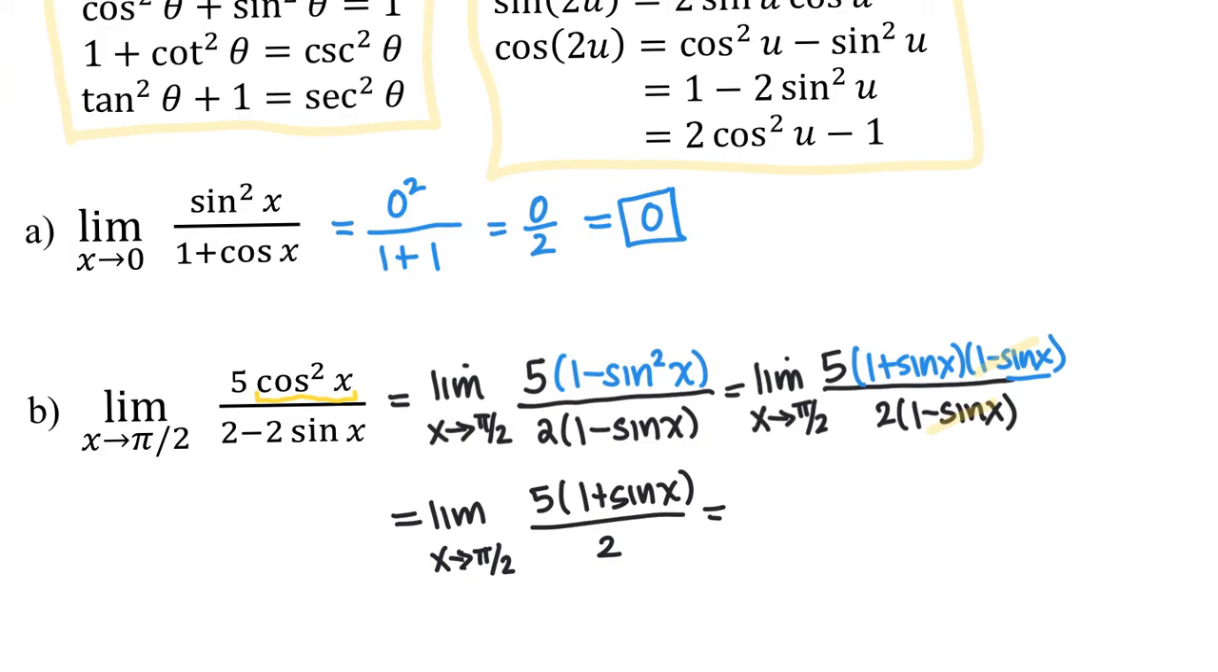Okay, let's try to plug it in now. Okay, 1 plus, what's the sine of pi over 2? 1. So after all that work, I got the limit as x approaches pi over 2 is 5.